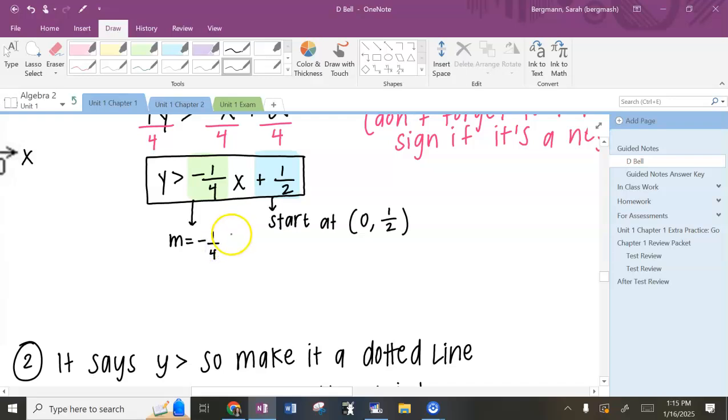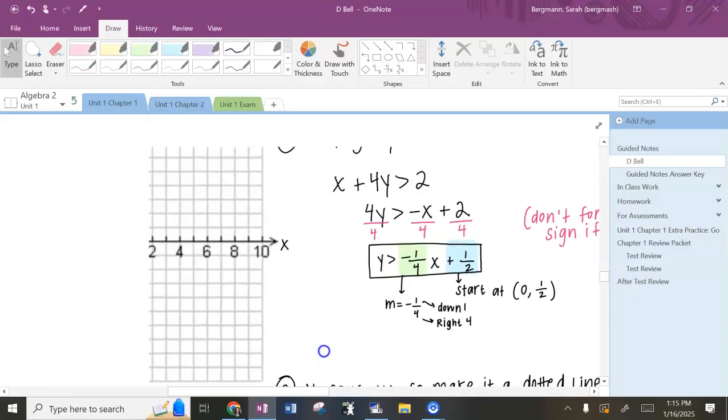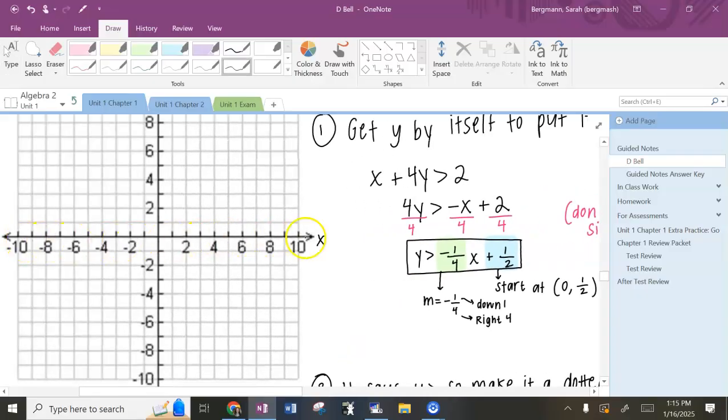What that tells us on the graph is to go down 1, right 4. I always go to the right, and I let the positive or negative tell me whether I should be moving up or down. So it tells me start at 0, 1/2. So x is 0, as a reminder, the x-axis is this one. So I'm going to go to 0 on the x-axis, 1/2 on the y-axis. Put a point. Then from that point, I go down 1, right 4. So I should have another point at 4, negative 1/2.